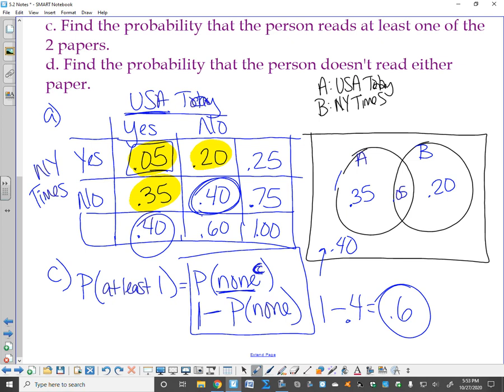Find the probability that the person doesn't read either paper. Well, I just did that. So I used that. Probability of none is 0.4. Those guys.